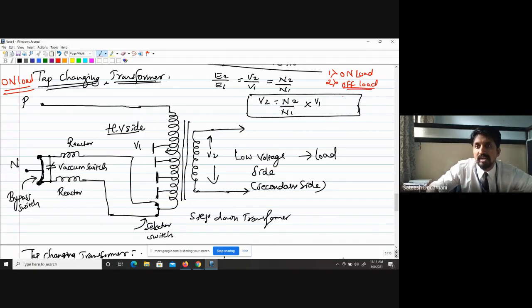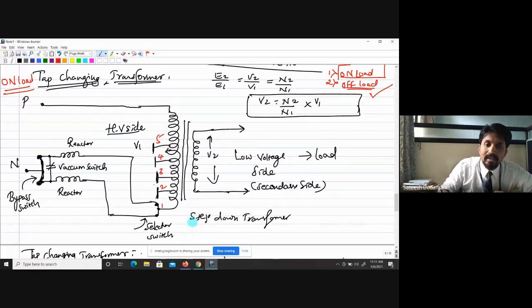For the off load tap changing transformer, you should switch off the supply, then change the tapping. For example, this is 1, this is 2, this is 3, this is 4, this is 5. We have taken 5 tappings from this main winding, and you can connect to these different tappings, but at that time you have to switch off. That is called an off load tap changing transformer. But practically it is not so good, so people use the on load tap changing transformer, keeping it on, so you can change the connected tappings.